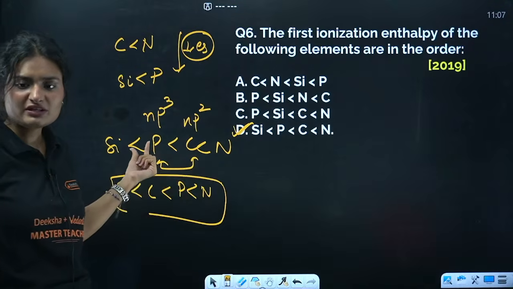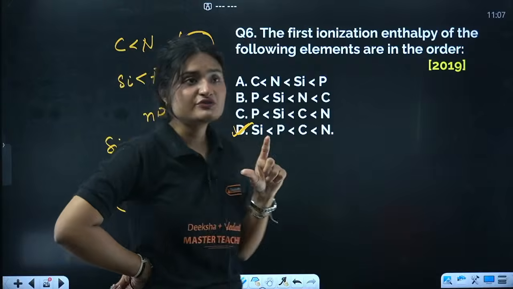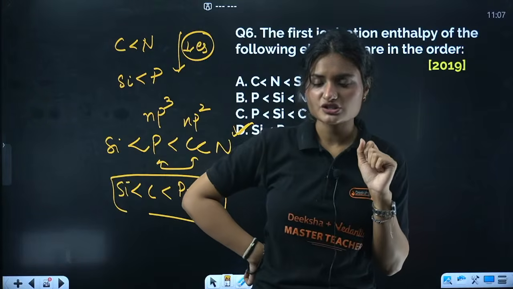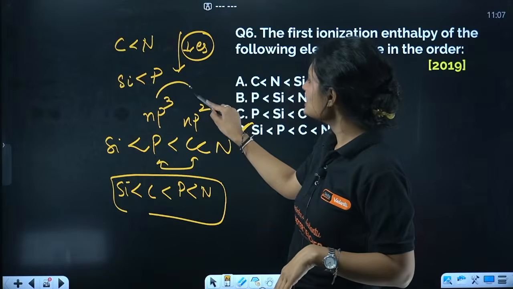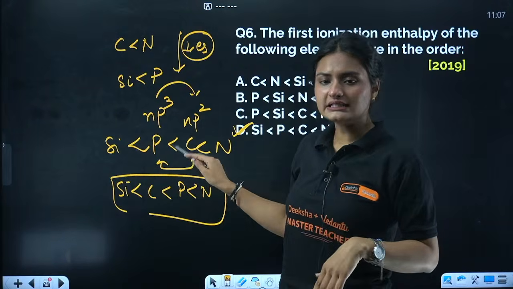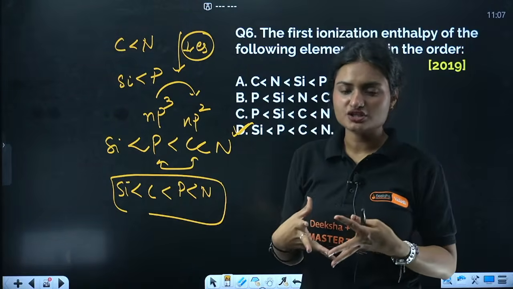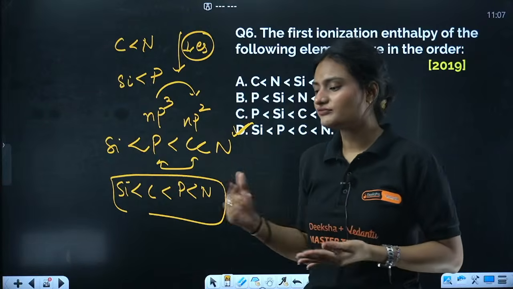But we see that between phosphorus and carbon, phosphorus has a stable half-filled configuration. And due to this half-filled configuration, what happens? It has higher ionization enthalpy than carbon, because it requires more energy, because it has a stable half-filled configuration.